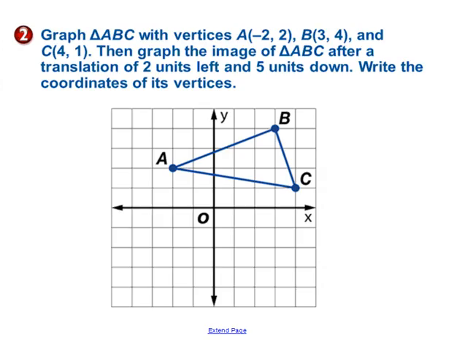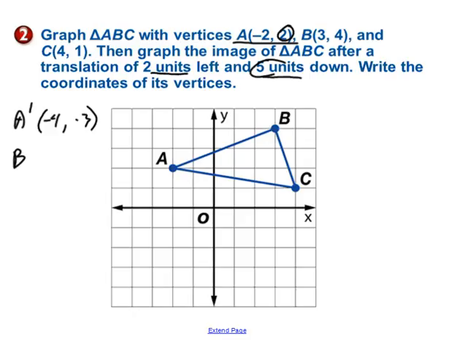Triangle ABC with vertices at -2, 2, 3, 4, and 4, 1. Then graph the image of triangle ABC after a translation of 2 units to the left and 5 units down. So I'm going to say A prime here: -2 plus 2 more units to the left would make it -4. And then 5 units down would make it -3, because 2 minus 5 gives me -3.